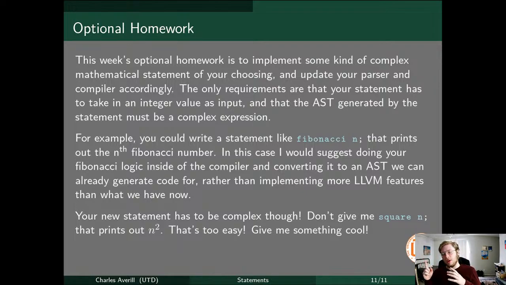Don't write a Fibonacci function in Python that spits out the nth Fibonacci value, and then print it, because that's boring. I want you to generate an AST that is, for Fibonacci 5, it would be like print 5 times 4 times 3 times 2 times 1. That's what I'd want it to equate as. Yeah, it has to be complex. Don't give me square n where it prints out n squared. That's too easy. Think of something cool. Again, it's optional, so if you don't like this one, don't do it.